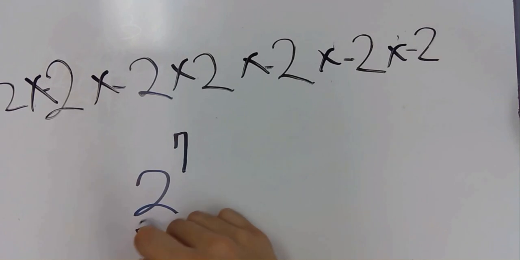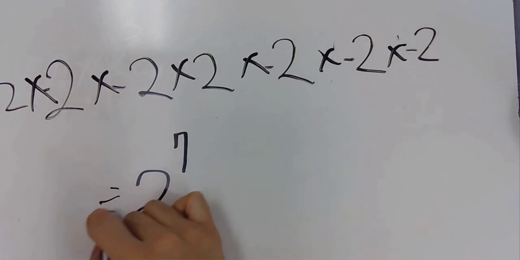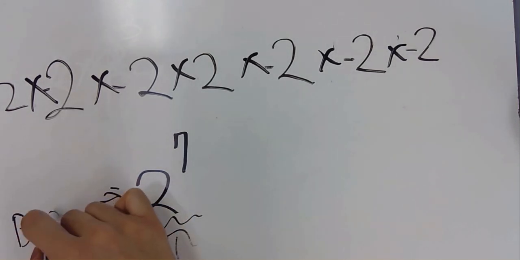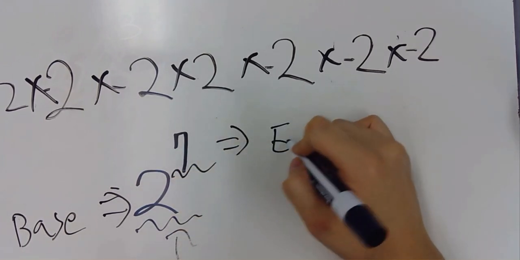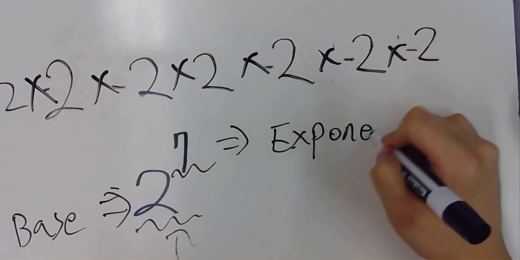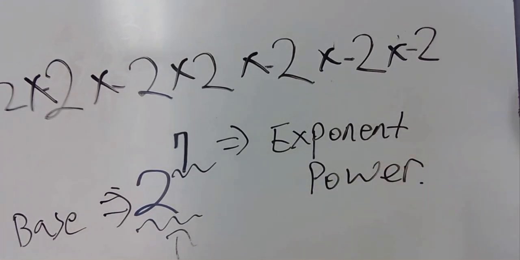Here, 2 is what we call a base. And 7 is what we call an exponent, or also a power. In other words, the base is the number that is being multiplied by itself, and the exponent is the number of times we are multiplying.